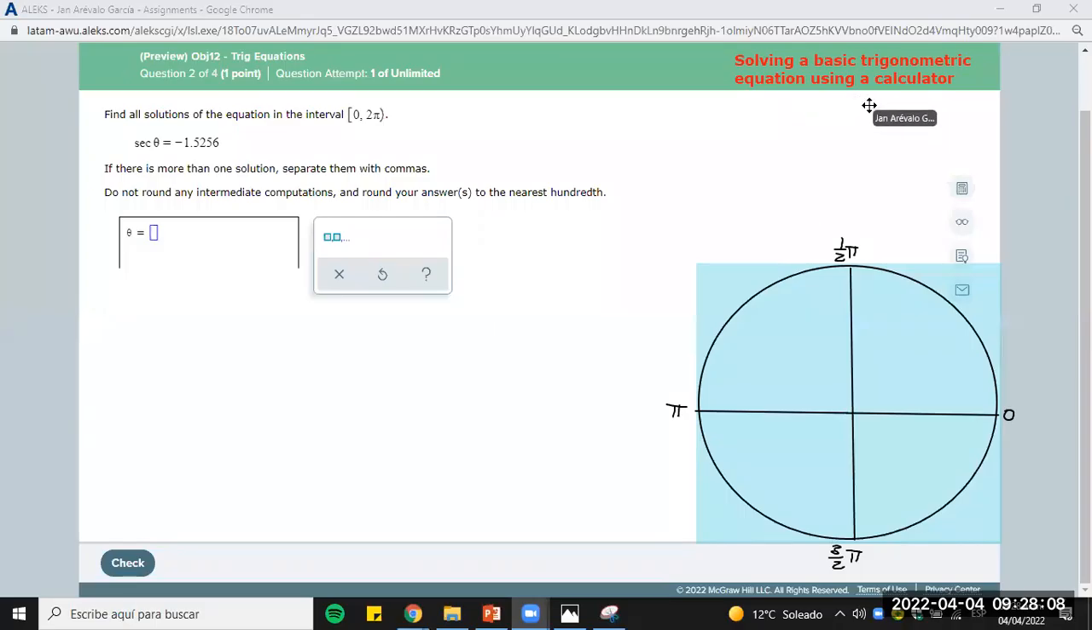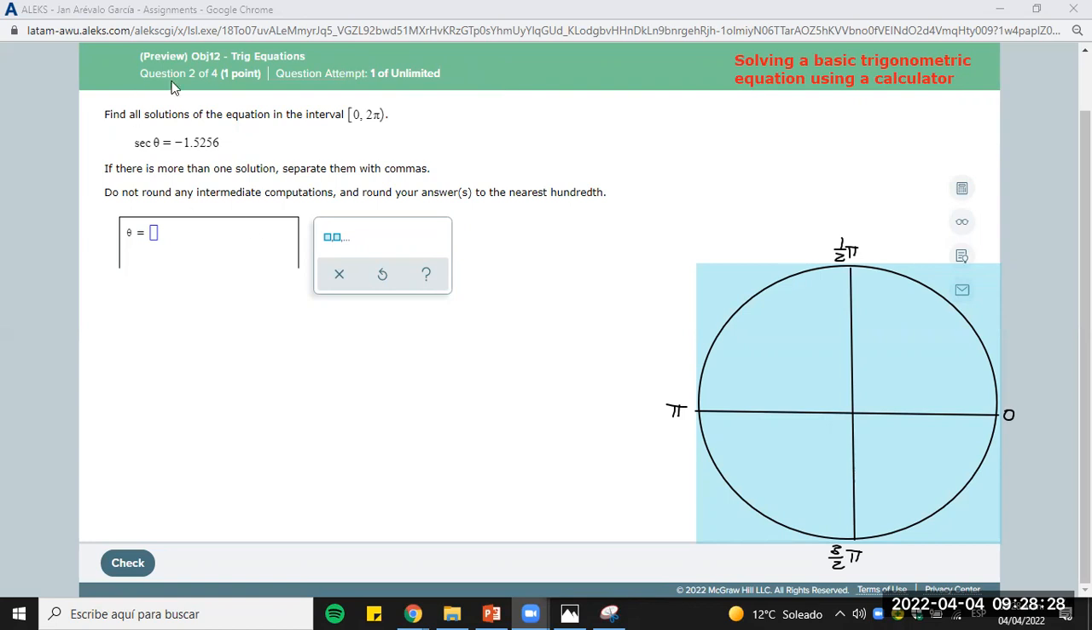Hello everybody, this is solving a basic trig equation using a calculator. We're going to solve this one: secant of an angle equals minus 1.5256.